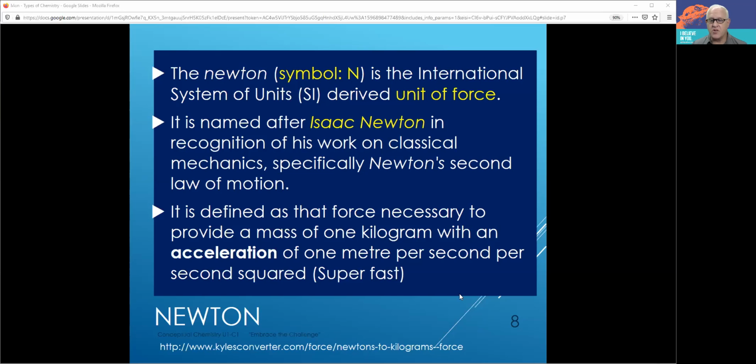So the Newton is how much force is needed to take 1 kilogram of an object and accelerate it, moving at 1 meter per second squared. That's how fast it can move. And so a Newton is going to be an important part of what we're going to be working on.